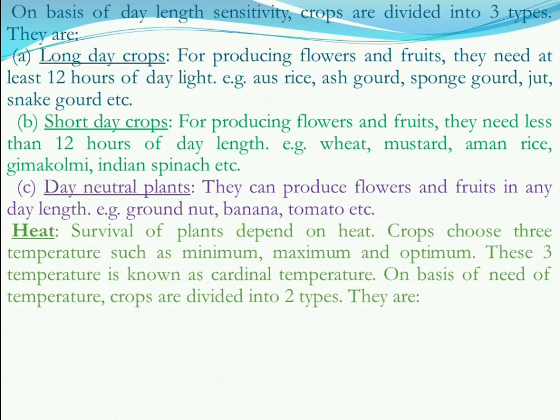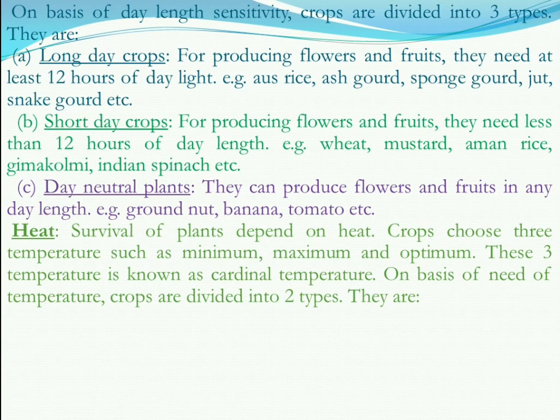Next, weather element, that is heat. It is also coming from sunlight, but how much heat it requires for crops, on base of that heat is a good influence of crops production. Survival of plants depends on heat. Crops choose three temperatures such as minimum, maximum and optimum.